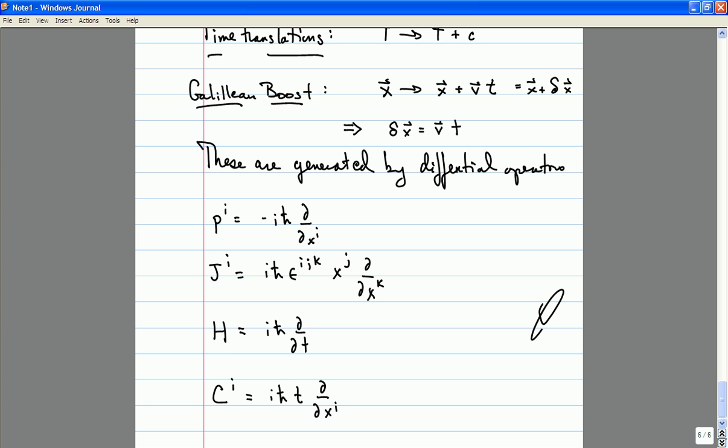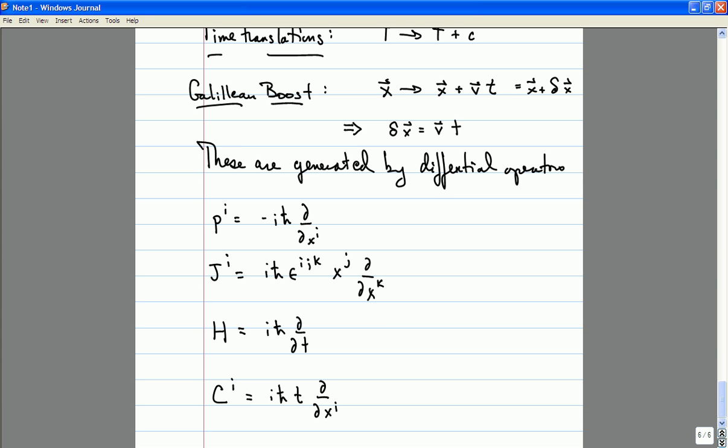So if you want to understand that a little bit more systematically, just remember that a translation, x goes to x plus a constant, is given by e to the i p times a constant acting on some function of x. And likewise, if you want to take x not to x plus a constant, but x plus a constant times time, then you need to act on that function of x with the operator e to the constant times c, where c is that differential operator that I've written down here. That's t times d/dx. Okay. Is that clear? Should I say a few more words about that?